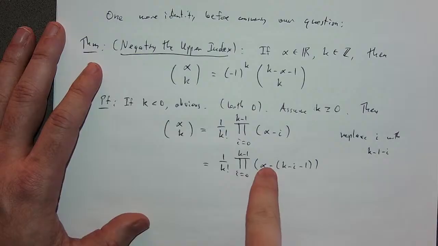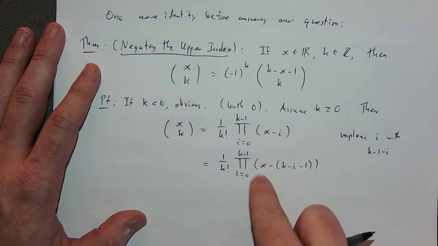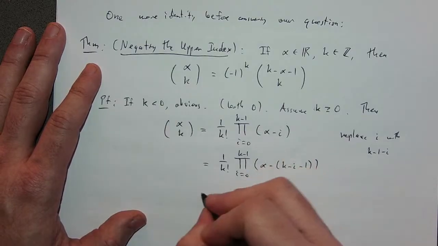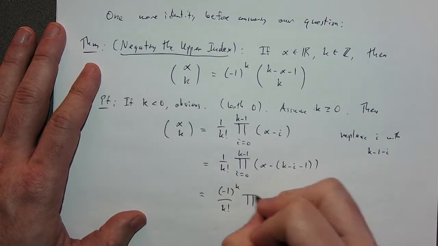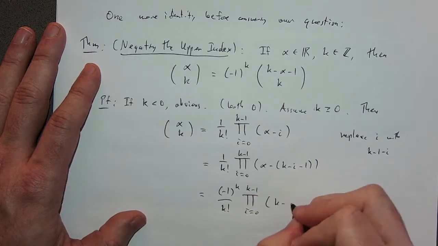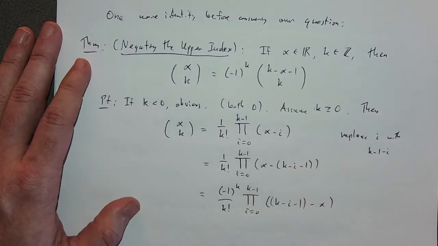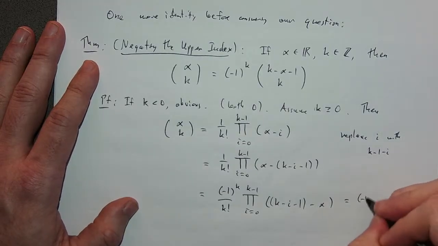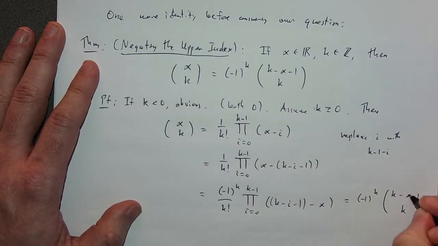I could flip each of the k terms in this product. Doing that is multiplying by minus 1 in each of these k terms. There's k terms, so this would be minus 1 to the k. So this would be minus 1 to the k over k factorial times the product of these things flipped in each term. So this would be k minus I minus 1 minus alpha in each of these. But then this is just exactly minus 1 to the k times k minus alpha minus 1 choose k.